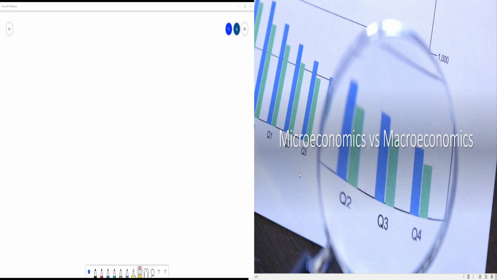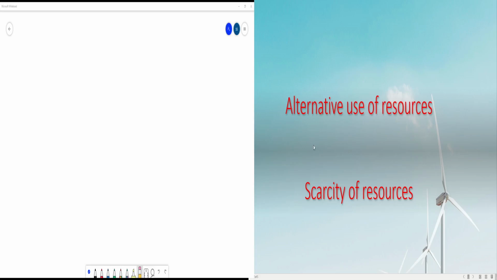So before I start off with the topic, I wanted to clarify two basic concepts, one of them being alternative use of resources and the other being scarcity of resources. If you look at the broad definition of both these concepts, you will think that these are very similar, but that is not the case actually. They are very different. So let's come to what they mean, right?